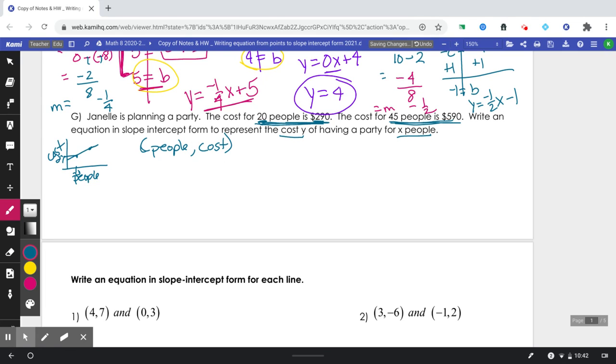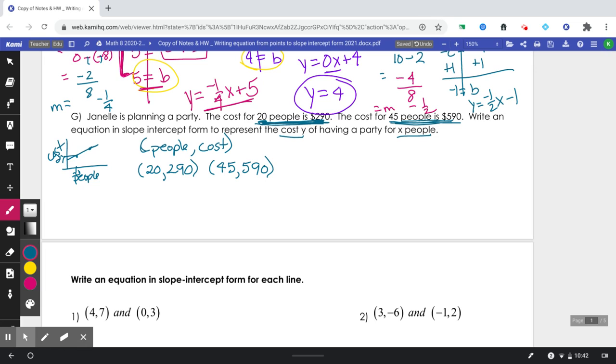Okay, so to write our equation, I'm going to take the information that we are given and write them as ordered pairs. The first bit that we know is that for 20 people, it will cost $290. The second piece is that if we have 45 people, it costs $590. Now, given those two facts, we can come up with our equation, following the steps that we did in the problems up above.